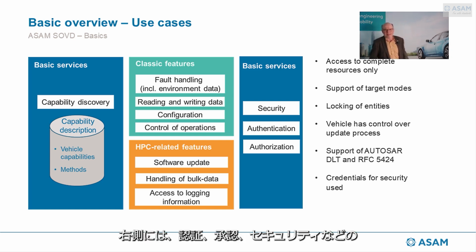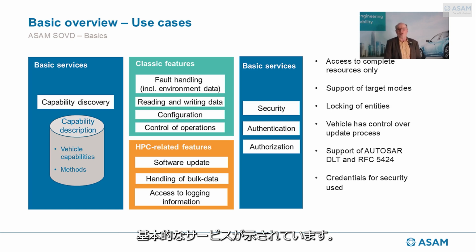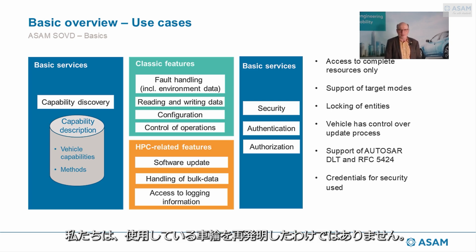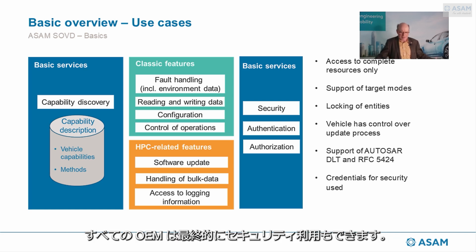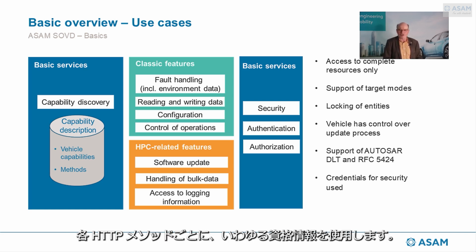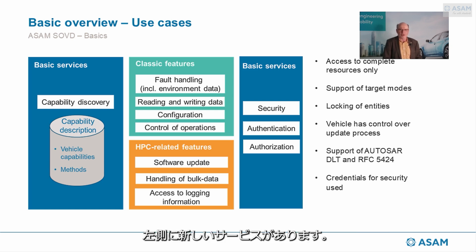On the right-hand side, you see such basic services like authentication, authorization, and security. We have not reinvented the wheel. Every OEM can use his concept for security. At the end, for each HTTP method, we use so-called credentials. And on the left-hand side, you see, and that's new, the capability description.